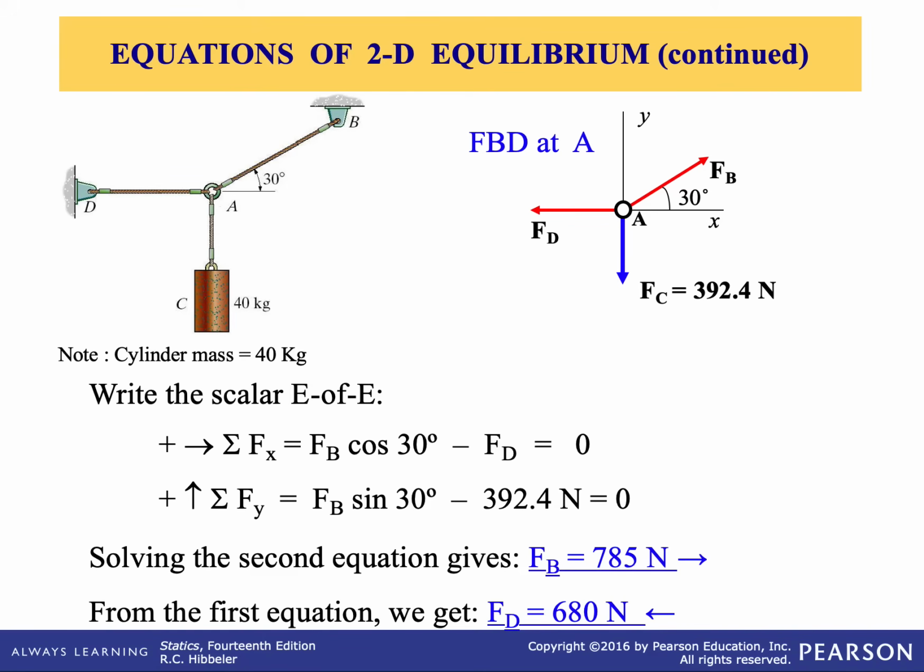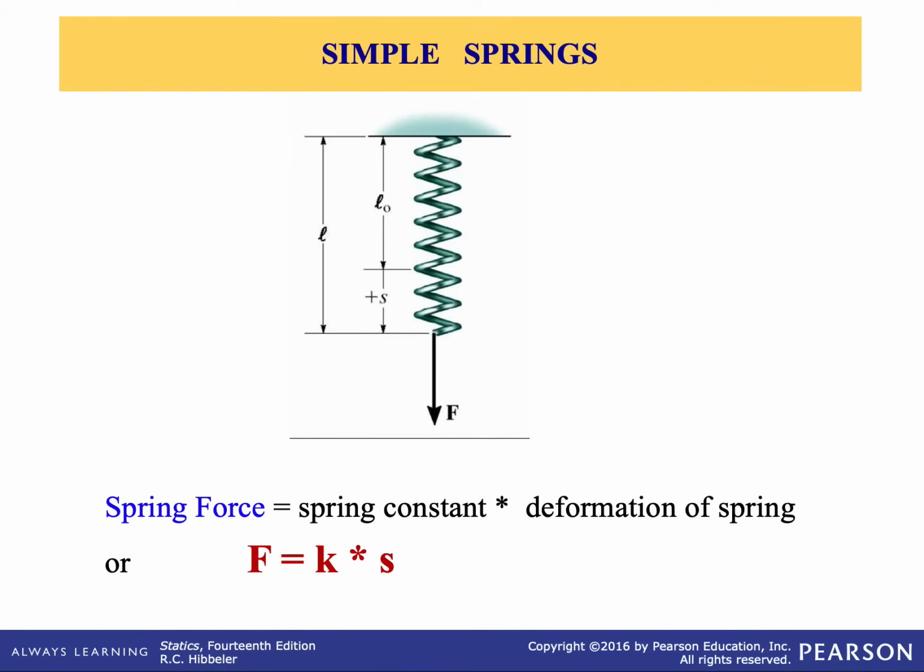A couple of things we need to mention before we finish this lecture. The first one is a new force that we're going to be using frequently, which is the force of a simple spring. So if you remember from physics, the spring force equals the spring constant multiplied by the deformation of the spring. So if you have a spring and we are pulling it down with the force F, this F is proportional to the displacement by the spring constant. So you take the final length minus the initial length, and that gives you S, and you multiply it by the constant, and that's your spring force.